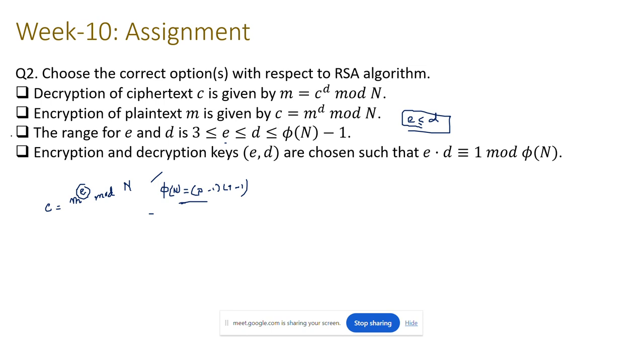correct. So yeah, that is it. So the third statement is not true, and the fourth statement says that encryption and decryption keys, that is E and D, are chosen such that D times E is congruent to 1 modulo phi n. This is true, right? That is how we choose the encryption and decryption key. So this is true, this is false, this is false, and this is true.